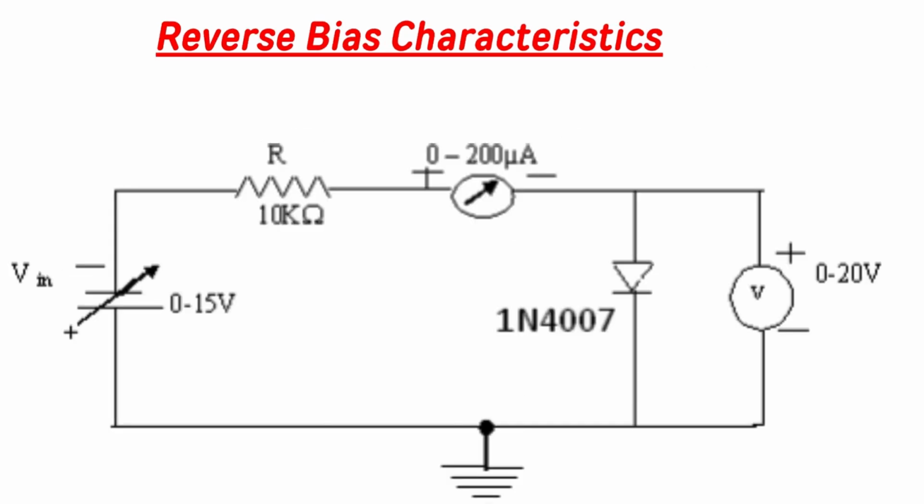In the forward bias characteristics, the current is 0 to 200 milliamperes. Since the forward current flows in milliamperes, we will use a 0 to 200 milliamperes ammeter.